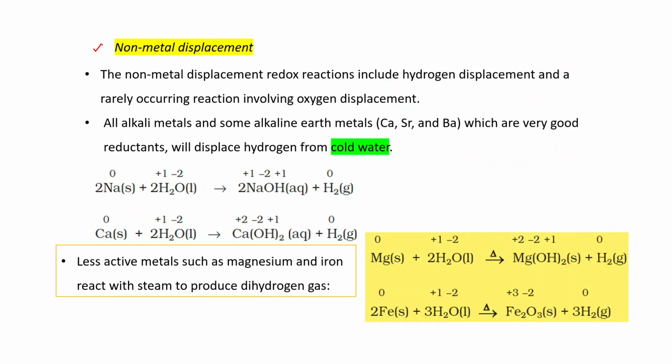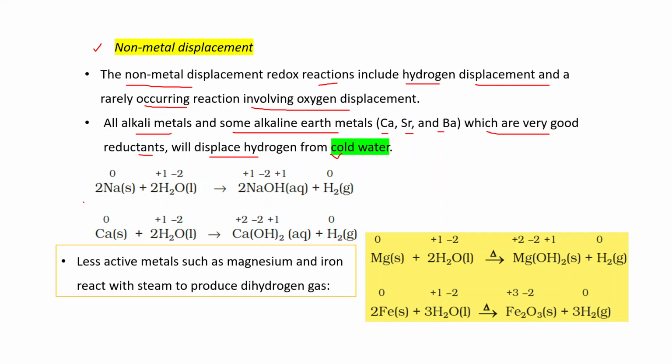Now come to non-metal displacement. The non-metal displacement redox reactions include hydrogen displacement and a rarely occurring reaction involving oxygen displacement. All alkali metals and some alkaline earth metals like calcium, strontium and barium, which are very good reductants, will displace hydrogen from cold water. See the reaction? Simply we can say when reactive metals react with the water, hydrogen gas is liberated.